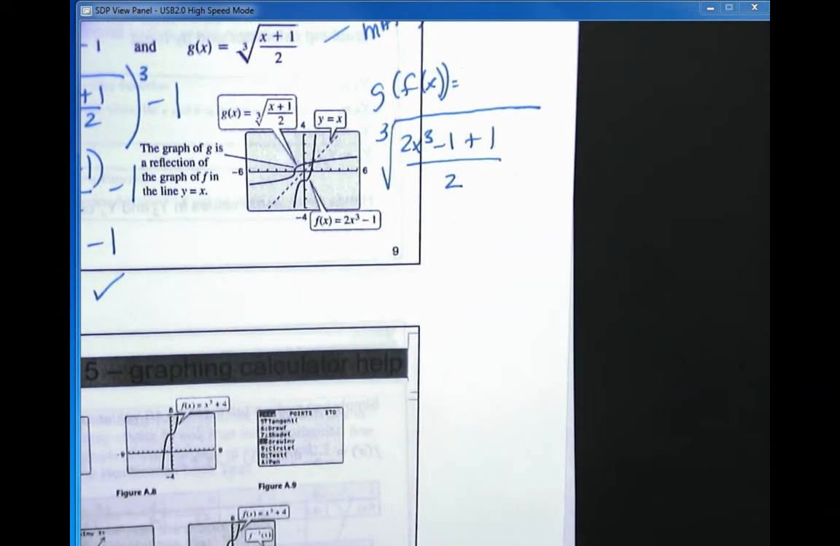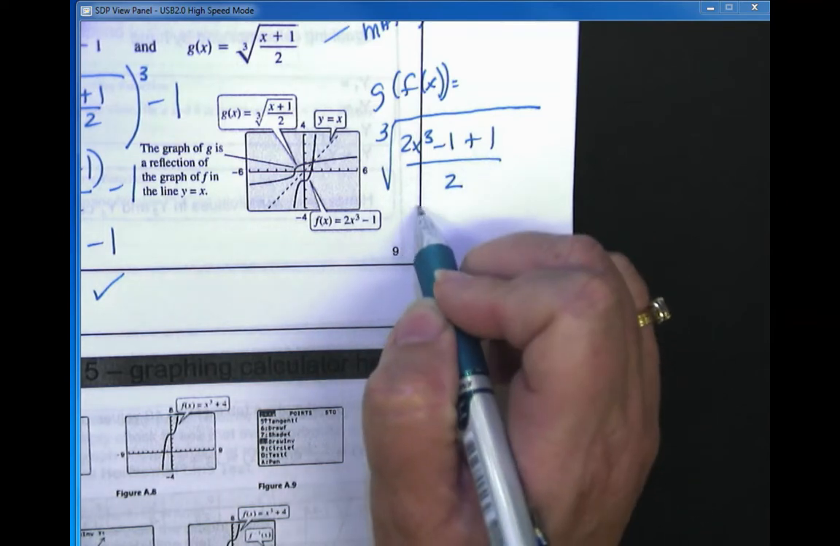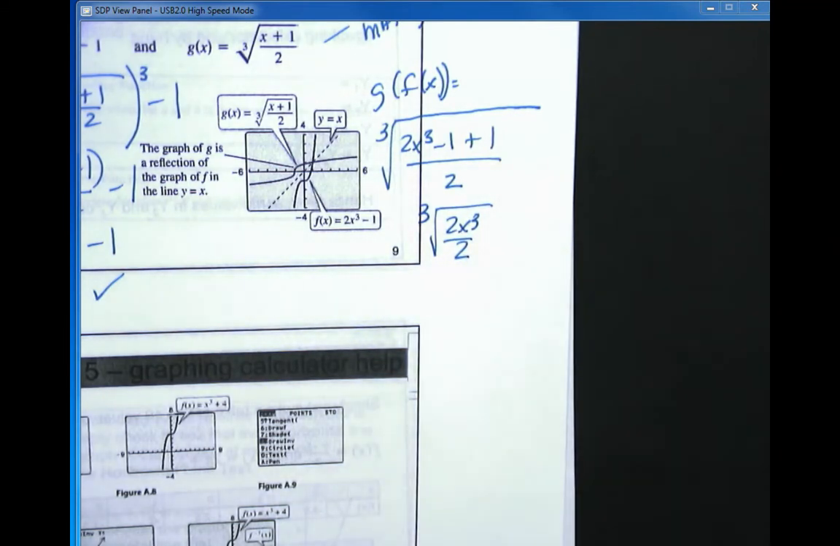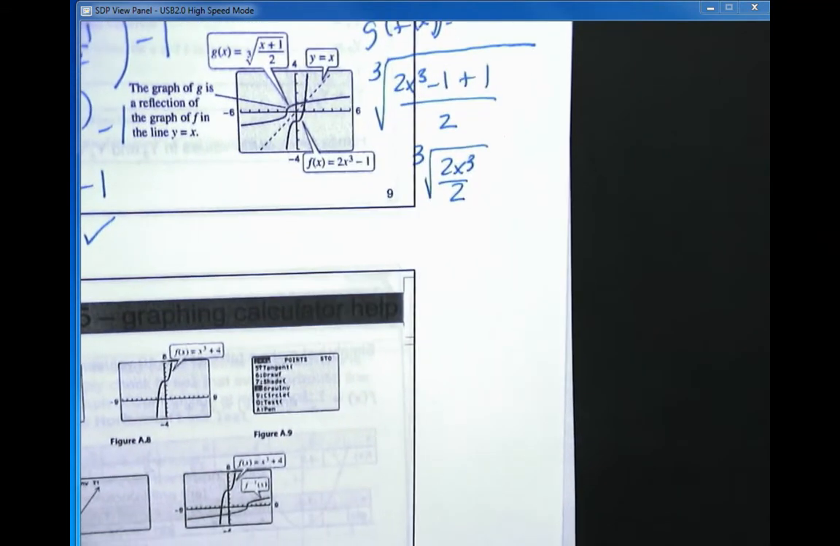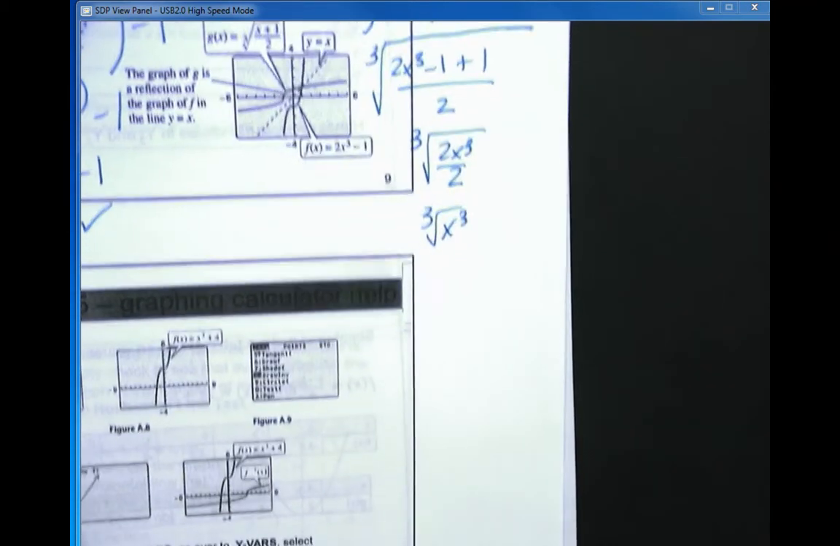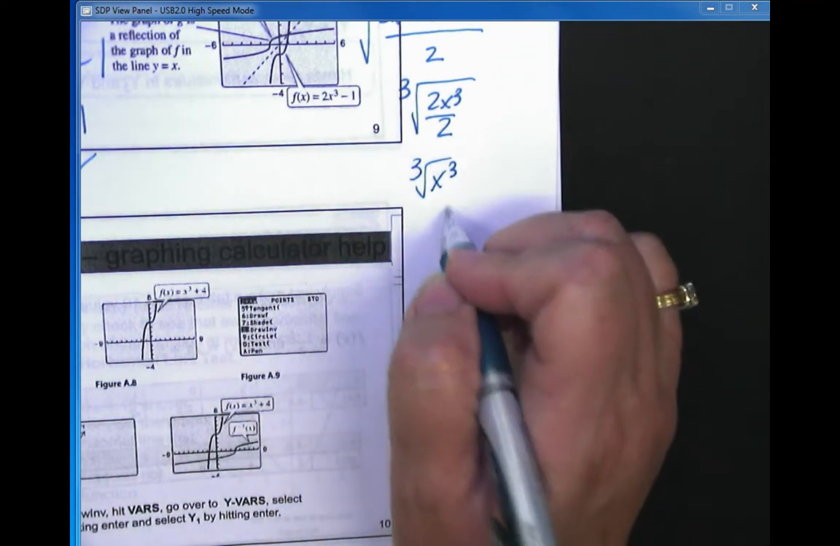Now, again, I have to be able to tell what order of operations. So when I look at that, what will be the first thing that goes away? Minus 1 plus 1. So I will have cube root of 2x cubed over 2. What's the next thing that will go away? The 2's will divide out. And then when I take the cube root of x cubed, what will I get? X. Check.